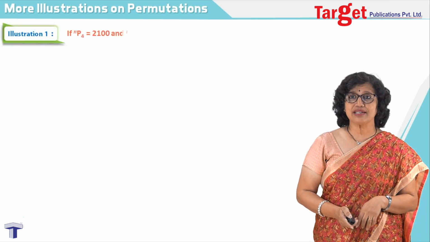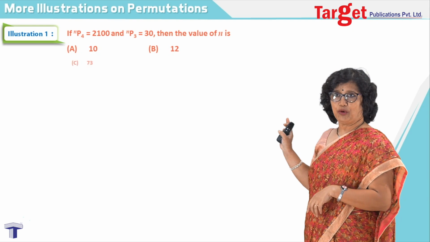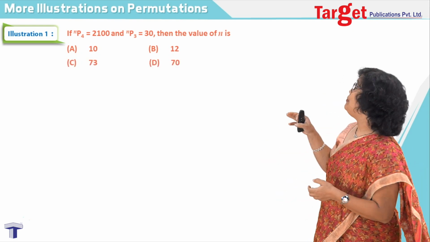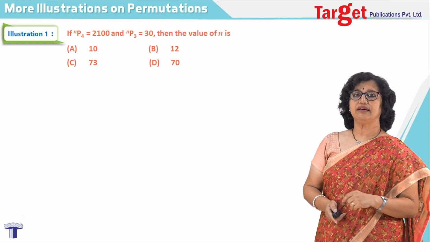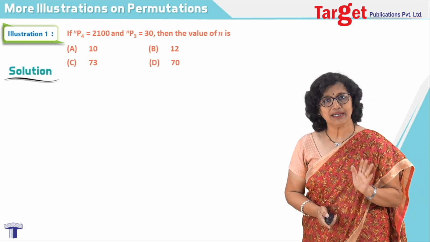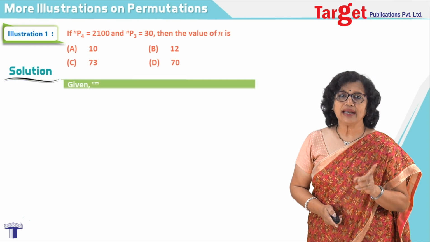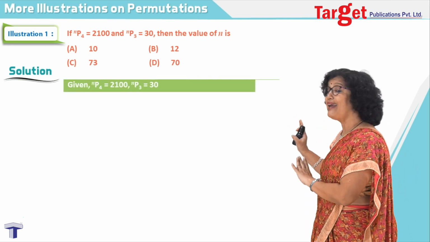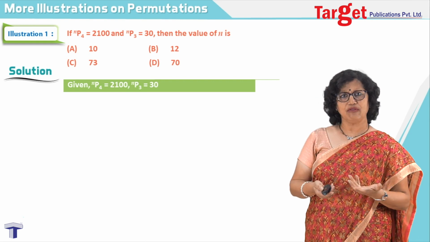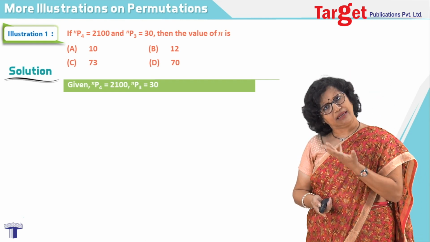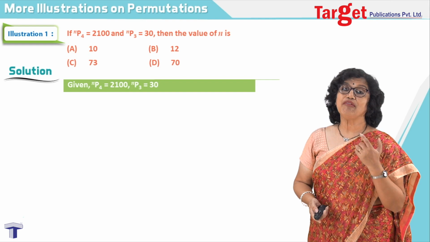Now my first illustration is nP4 is given to me as 2100, nP3 is given to me as 30, and we are asked to find the value of n. 4 options are given and we have to pick up the correct one. Now when I look at nP4 equal to 2100 and nP3 equal to 30, the general formula for nP4 you can use, the general formula for nP3 you can use, and we have to get n.